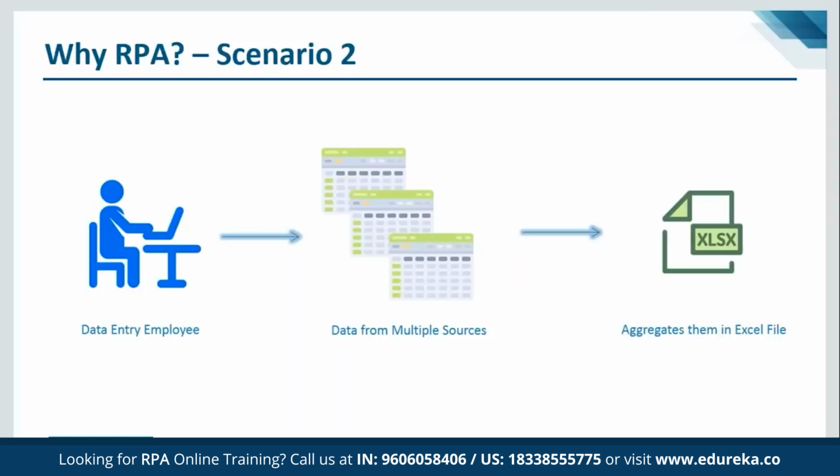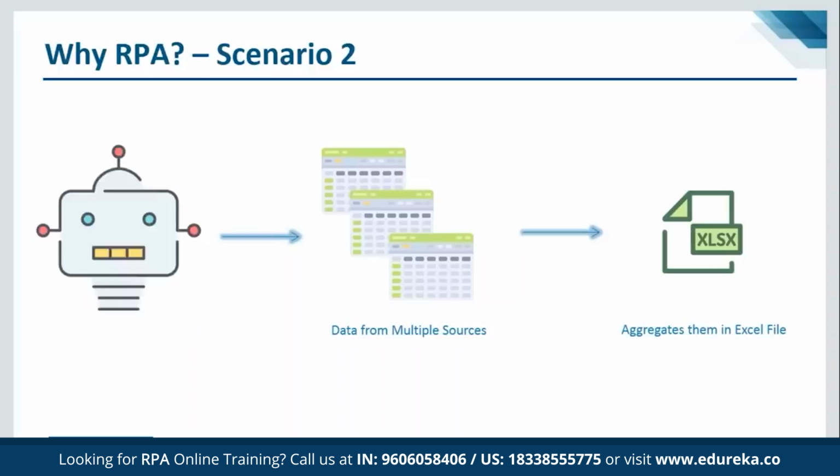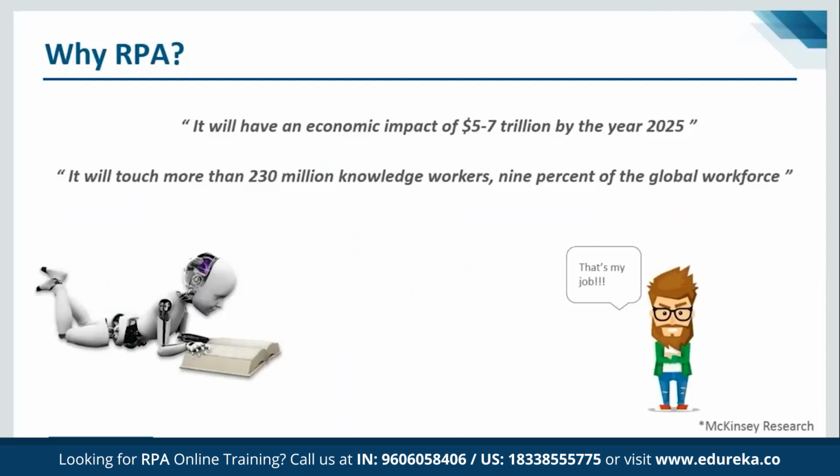What if we can tell our computer to do those same tasks and get the same job done? Then we are basically automating the task by making use of a robot, a machine or an RPA tool. And now our tasks become faster, more robust, more accurate, etc. So in some situations automation becomes a boon, and in some situations it could actually be a threat to your job. All right, let me give you some facts. According to McKinsey, by the year 2025 there will be an impact of $5 to $7 trillion.